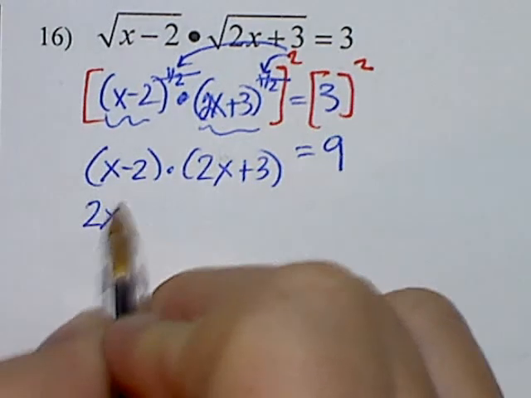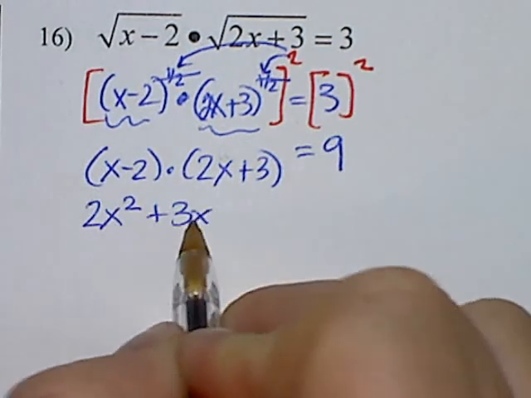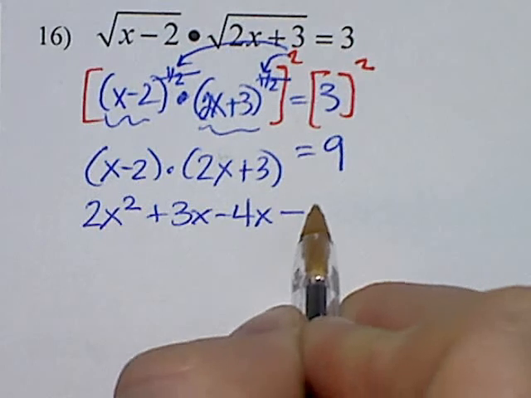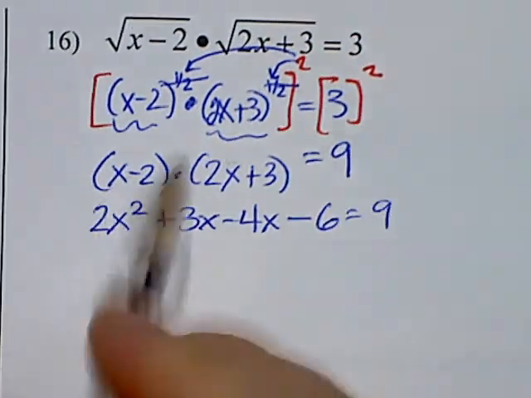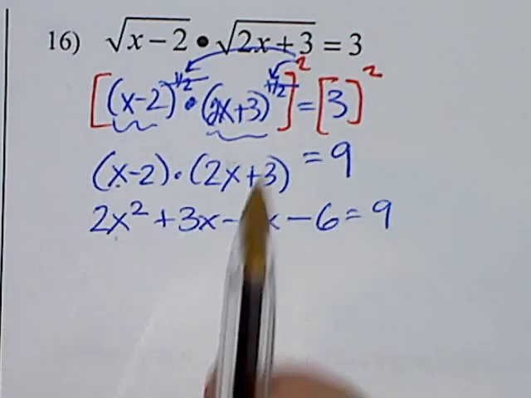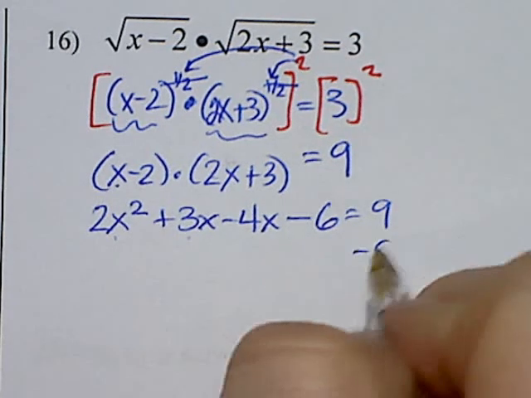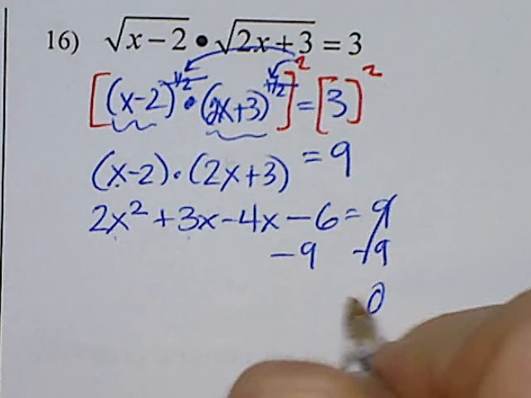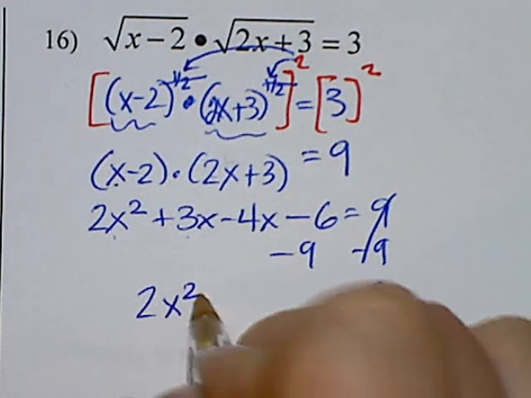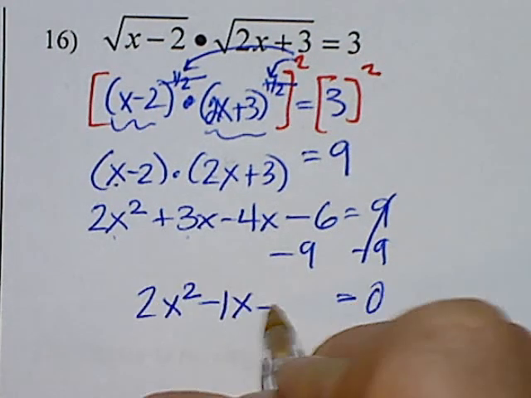Front, outside, inside, last. Front, outside, inside, last. Moving the 9 over and combining like terms: 2x squared minus 1x minus 15.